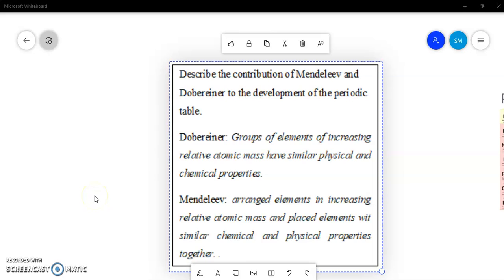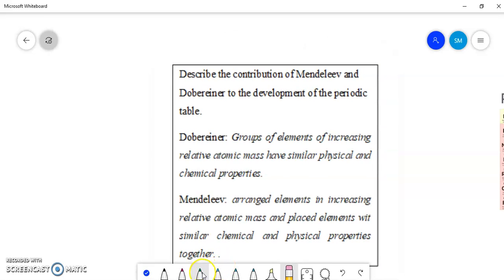Let us talk about the periodic table. We are on page 46 and into page 47 of your textbook. What we need to talk about with regards to the periodic table is how it came about to be, and as such the contributions of two scientists in particular, Mendeleev and Dobereiner, which you can read about in the textbook.